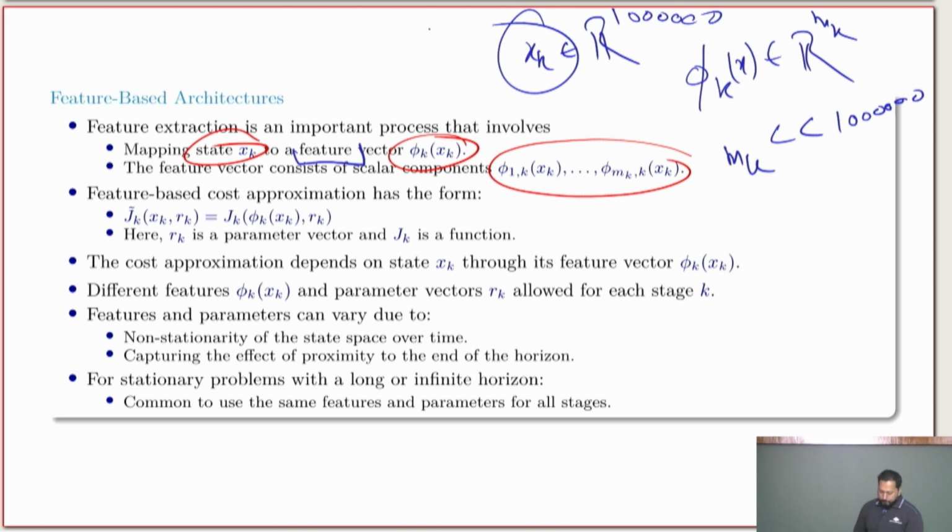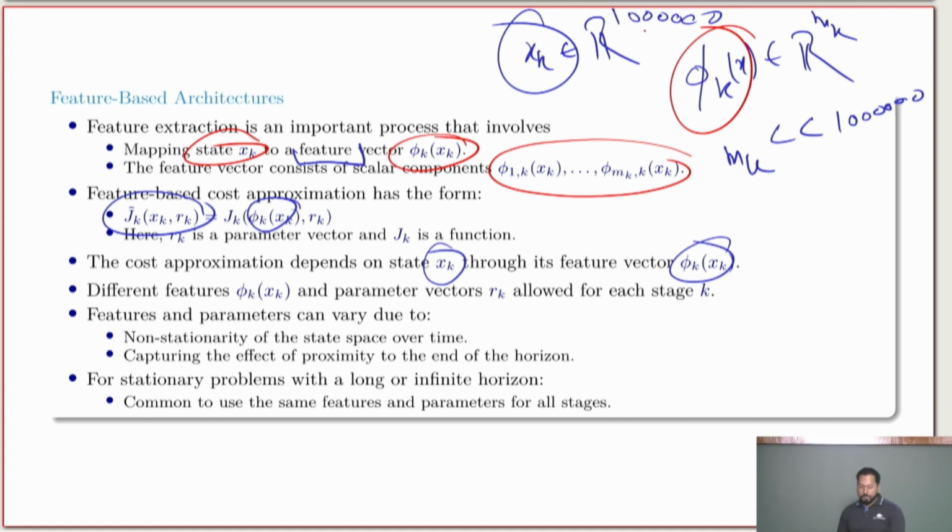Now once we do that, the next step is to work with features and not with the state. So in other words, the approximation architecture J tilde is now only working with the features phi k xk, which we believe is a very small vector. So cost approximation depends on xk indirectly through the feature phi k xk, which is much easier to work with. Okay, so the reason why we use this phi k xk is that we believe that these features might also change, or the feature dimension might also change with the states.